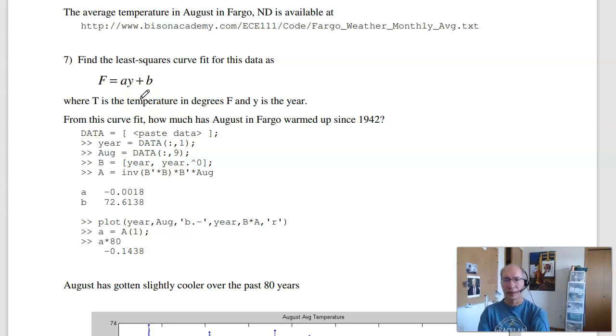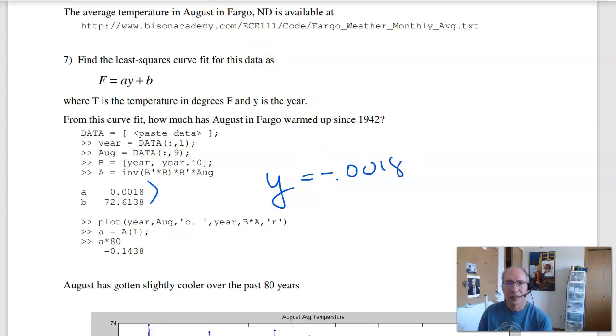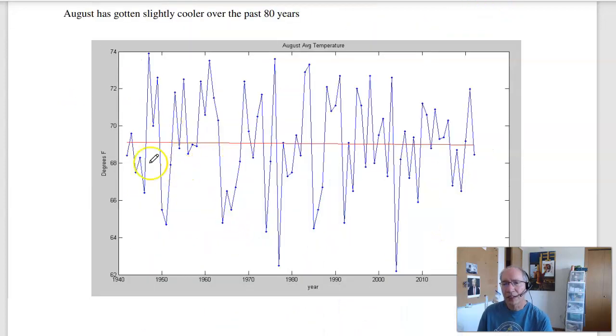So take the data, paste it in MATLAB, pull out August, set up the basis as year and 1, do a least squares curve fit, and that's what you get. So this says that the year coefficient is minus 0.0018. My estimated temperature is minus 0.0018 times year plus 72.61. That's my curve fit. If I plot the two together, here's what it looks like. The blue line is the actual average temperature in August since 1942. The curve fit is the red line.